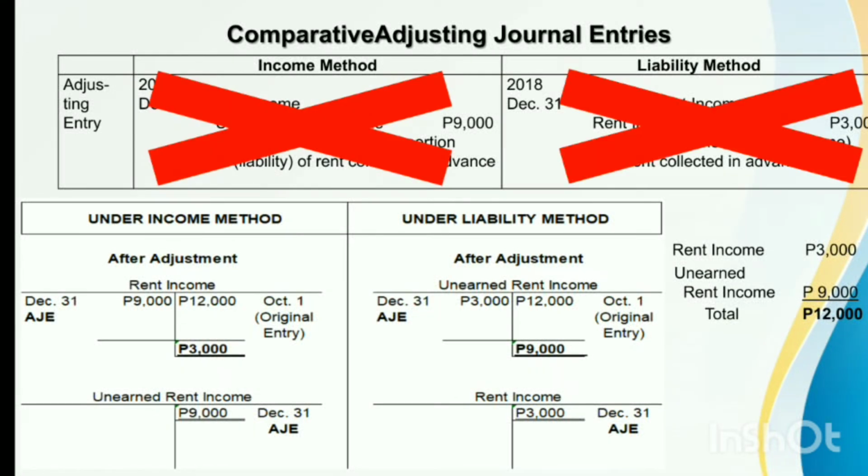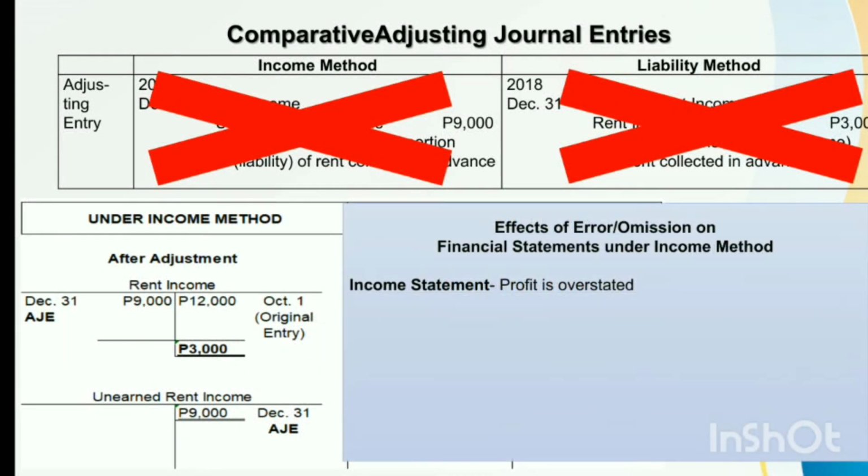So, obviously, financial statements will be erroneous. So, mali yung magiging financial statements. But let's get into specifics. For the income statement, if we did not prepare the adjusting journal entry on December 31, 2018, the profit will be overstated. So, the question now is why?